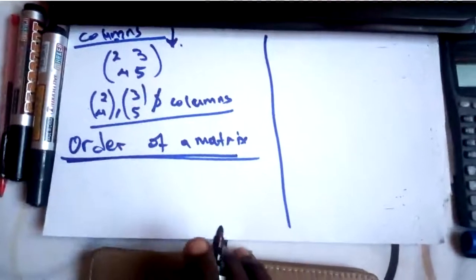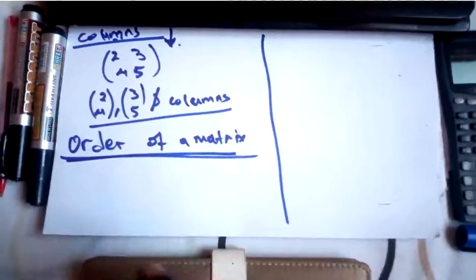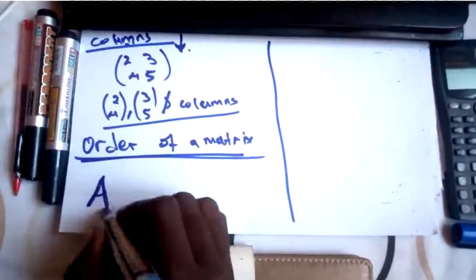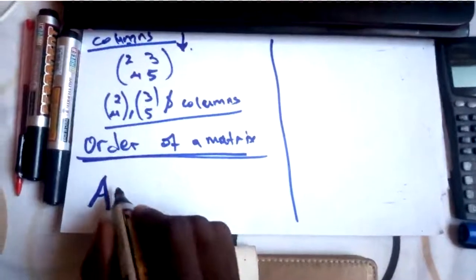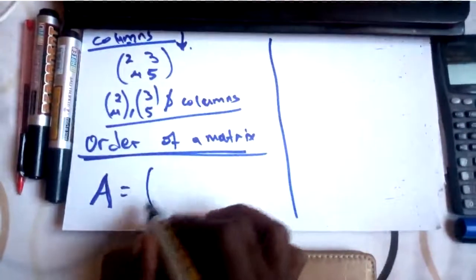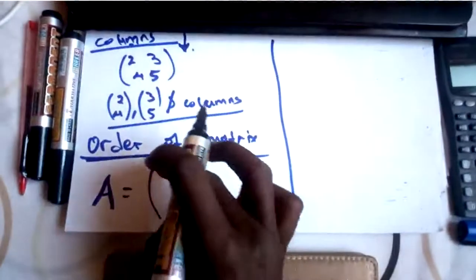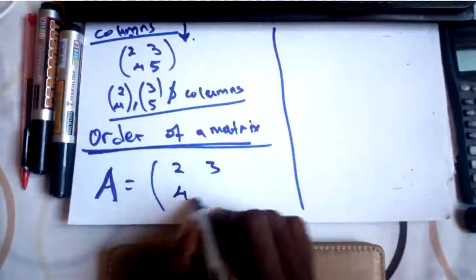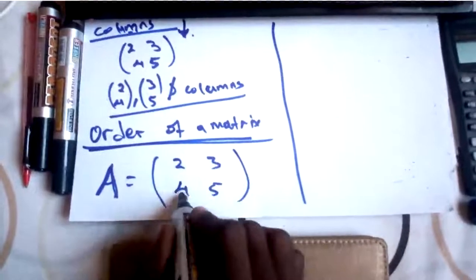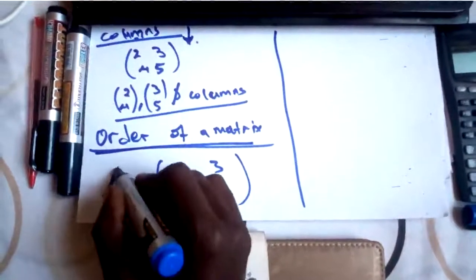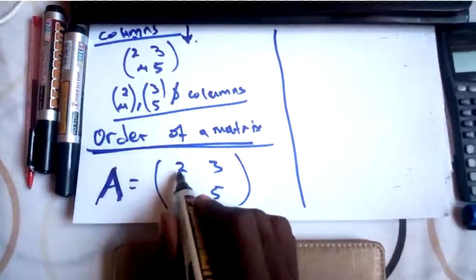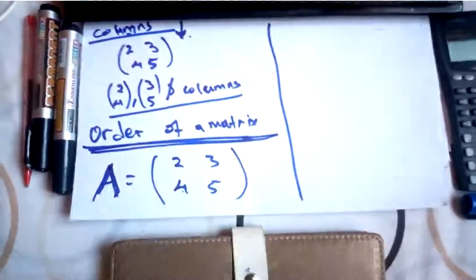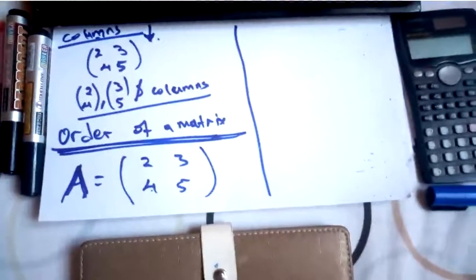Before we look at the order of a matrix, you also have to know that any matrix is represented by a capital letter. For example, I can have A. If I am to represent any matrix, I should use a capital letter, with large brackets. So if I have 2, 3, 4, 5, these are the entries of the matrix represented by the capital letter A.